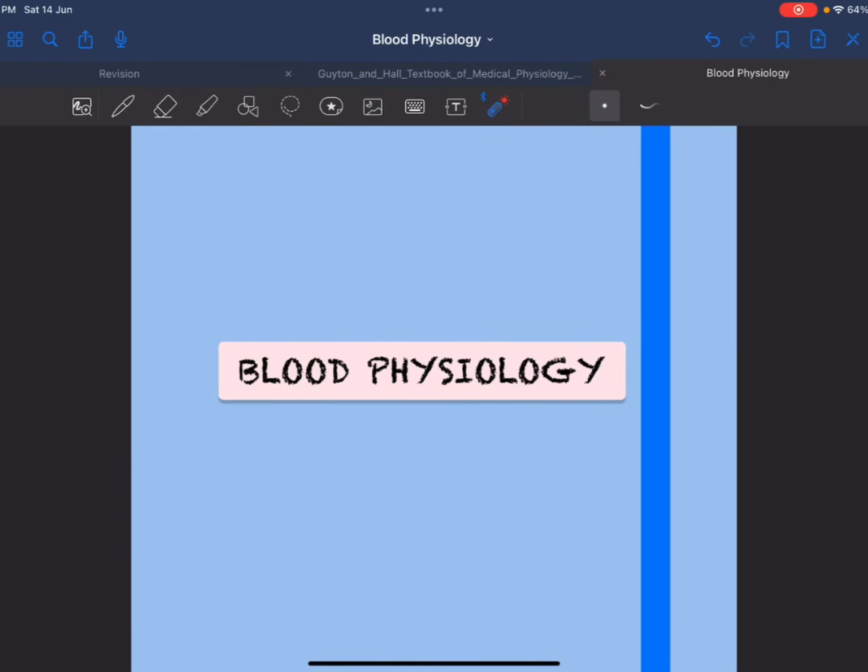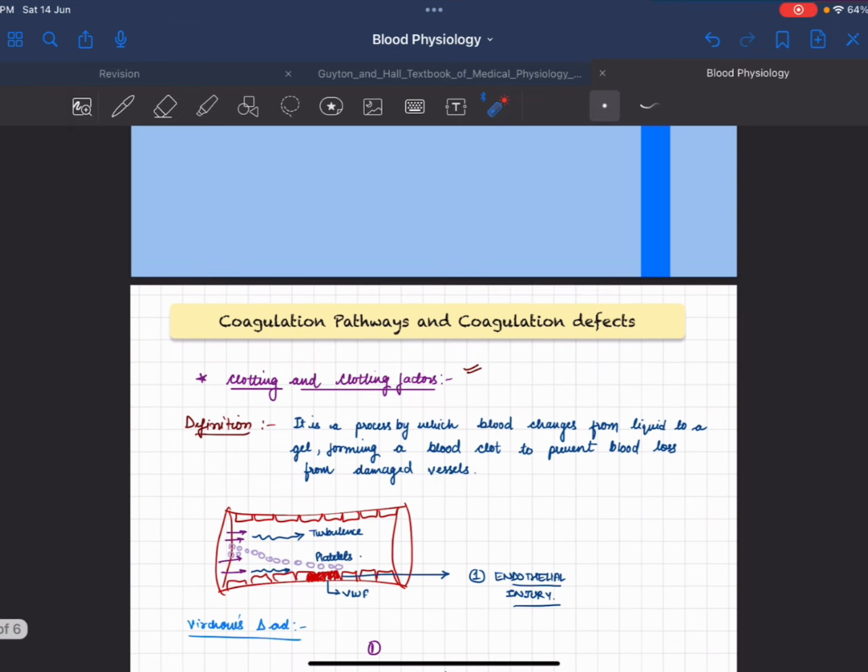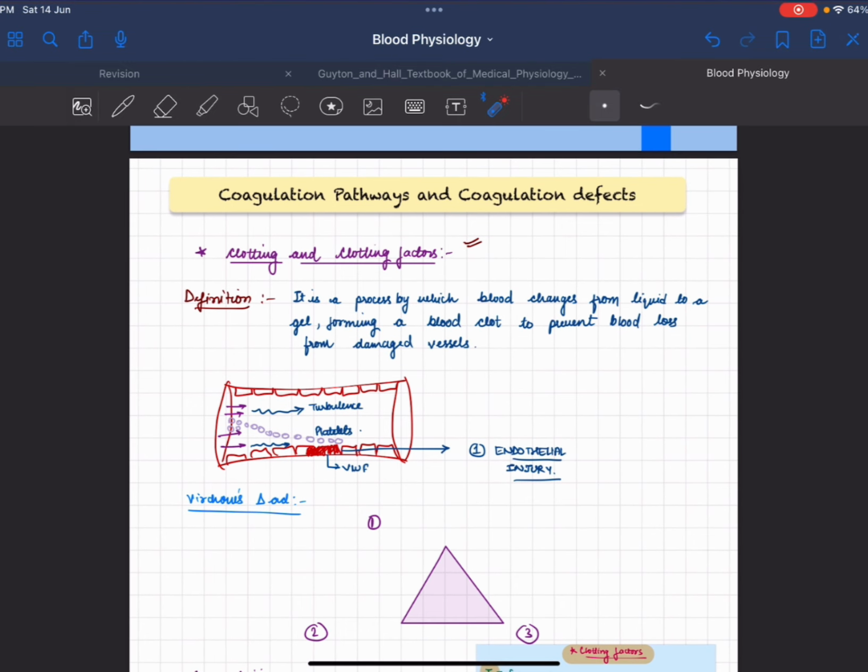Hello everyone. Today we are going to discuss the last topic of blood physiology, that is coagulation pathways and coagulation defects. So firstly, to begin with, we'll know about clotting and the different clotting factors present. Definition: it is a process by which blood changes from liquid to a gel, forming a blood clot to prevent blood loss from a damaged vessel.